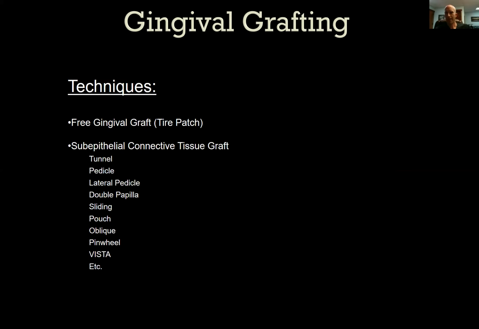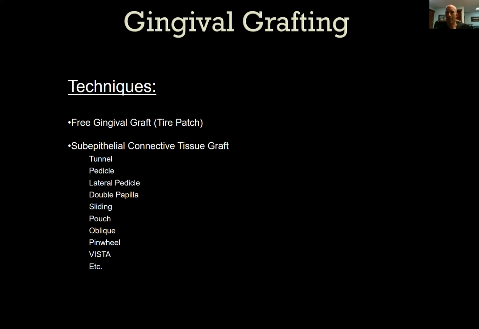So looking at different approaches and techniques, we have the classic free gingival graft. We call that affectionately the tire patch. I'm moving more and more away from using free gingival grafts. I haven't found too many situations where a free gingival graft would be better than a soft tissue graft, or excuse me, a connective tissue graft.